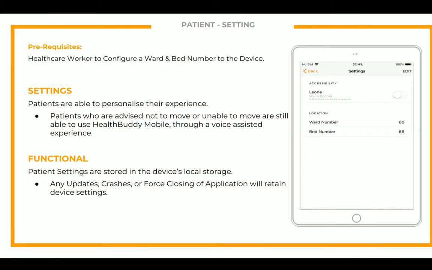So for patients, this will be the settings page. Every patient will have to set up their device first. Healthcare workers will have to configure a ward and bed number to the device. In this case, it should be ward 60 and bed 66. Patients will be able to personalize the experience. For example, if they are unable to move or not advised to move, they can still use this application through voice control. Patient settings are stored in device local storage, so any updates, crashes, or force closing of the application will retain the device settings.